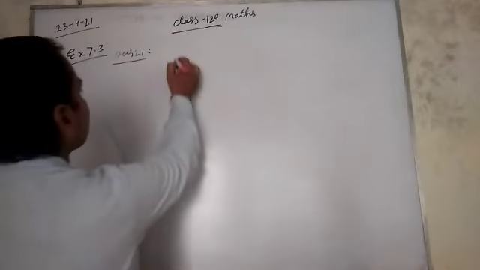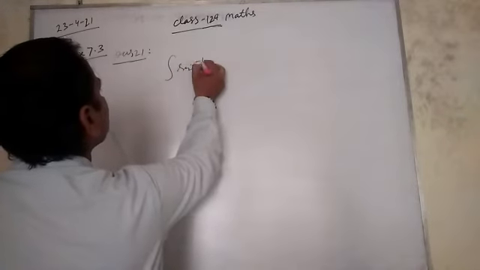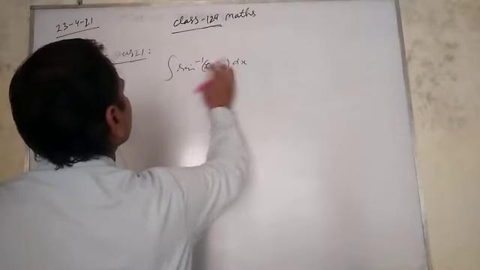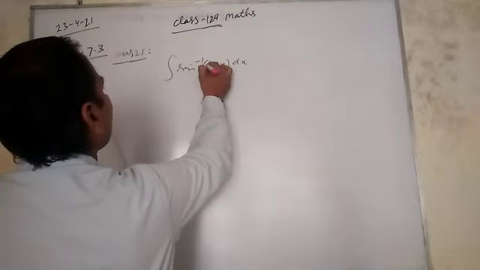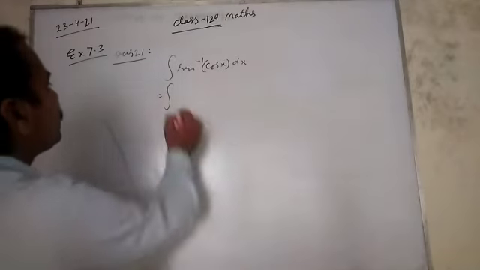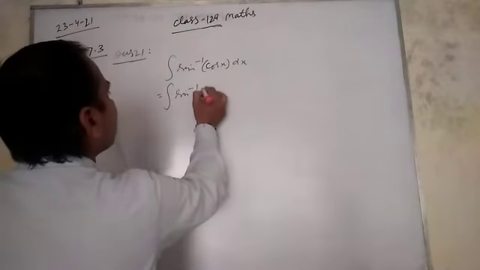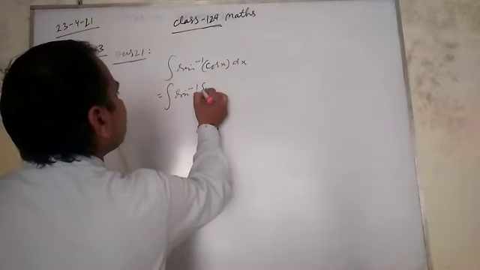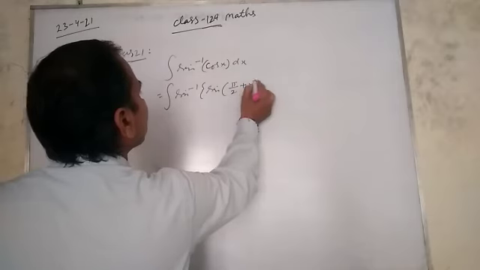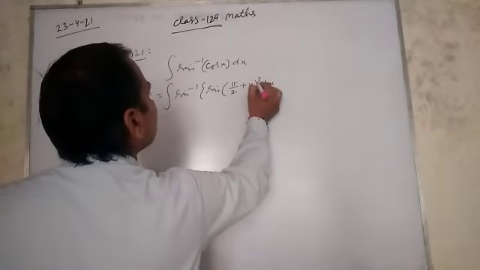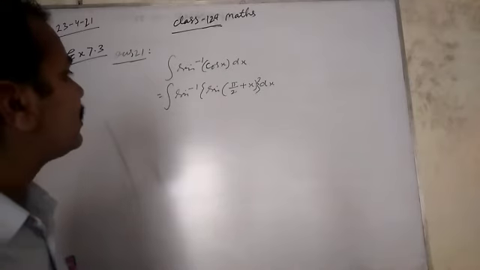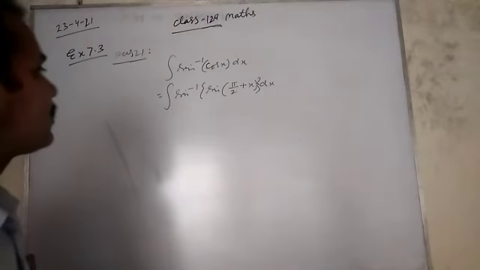Integral of sin inverse cos x dx. In place of cos x we can write sin(pi/2 + x), because we know sin(90 + theta) is equal to cos theta.